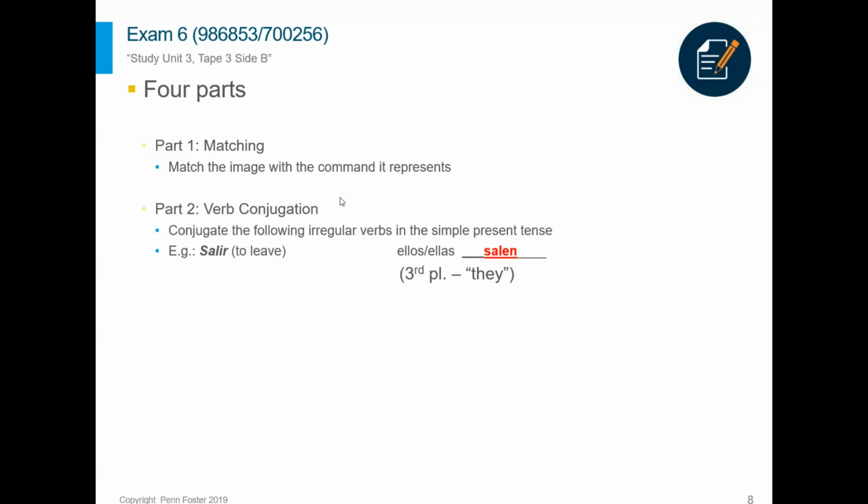So an example, the verb salir means to leave in Spanish. We then give you the pronouns, ellos and ellas. We know that is the third person plural. So essentially what we're trying to say is they leave in Spanish, so that answer is salen.